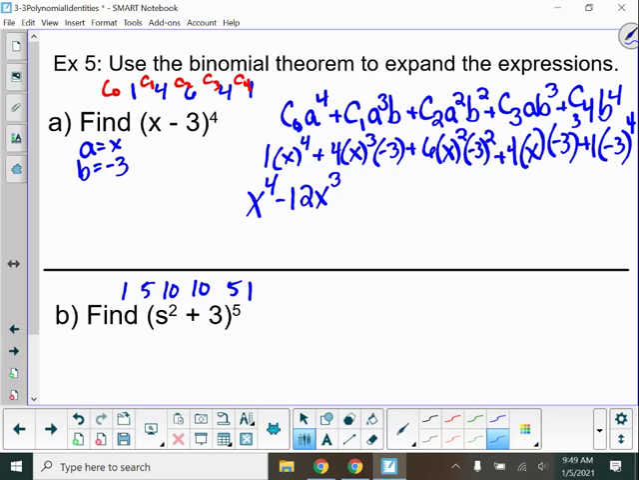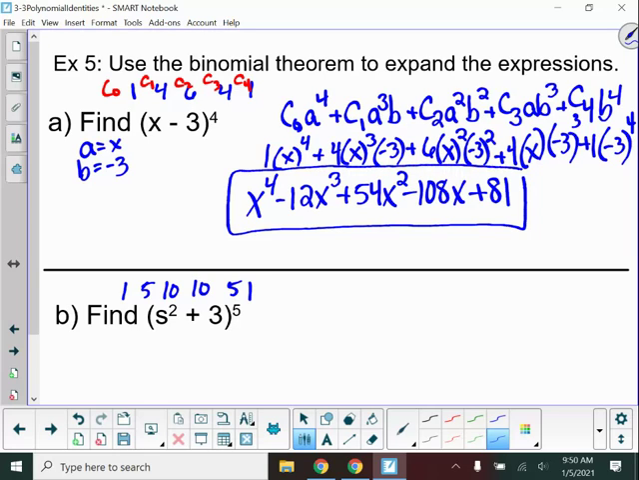6 times x squared times -3 squared. -3 squared is 9 times 6 is 54. So 54x squared. 4 times x times -3 to the third power. Well, -3 to the third is -27. Times 4 is -108. And that's an x. And then lastly, I have -3 to the fourth power. So that's going to give me a +81.